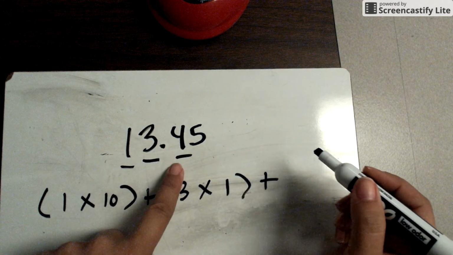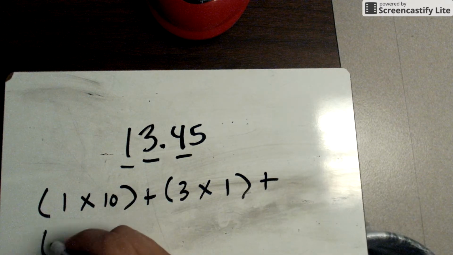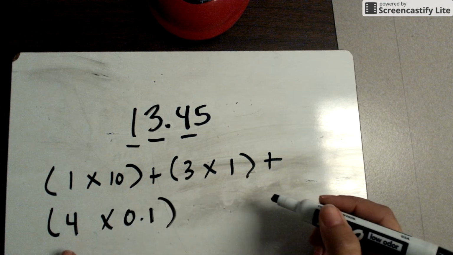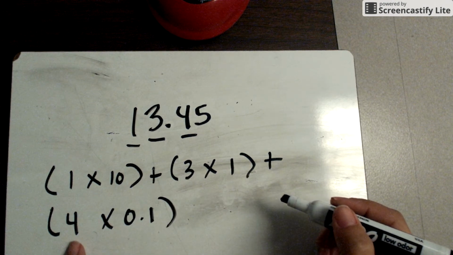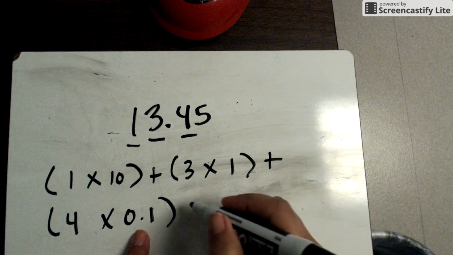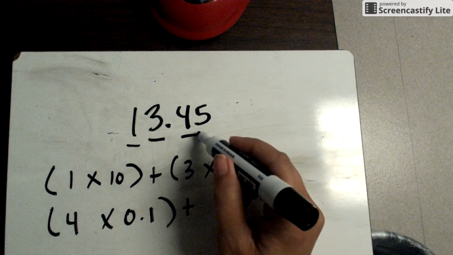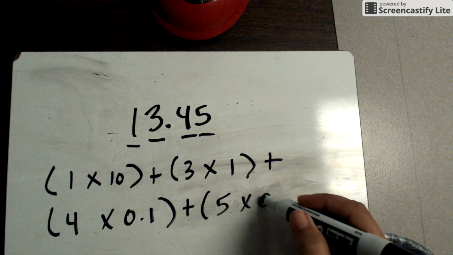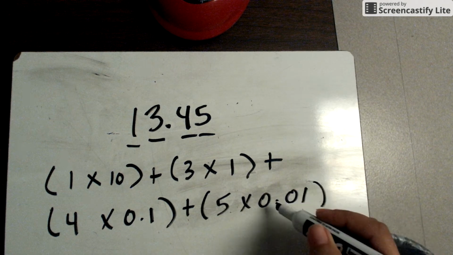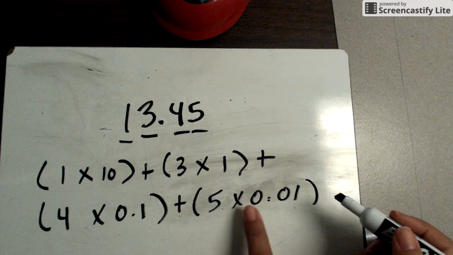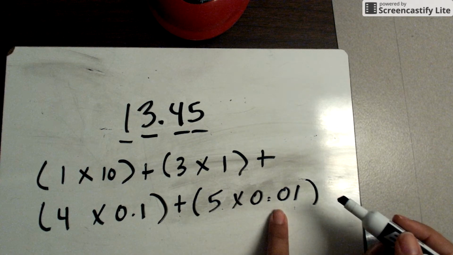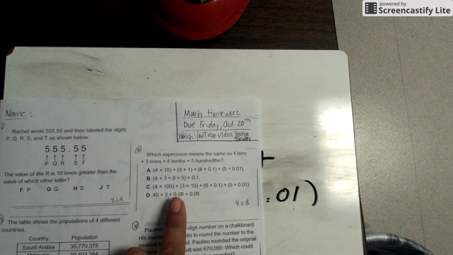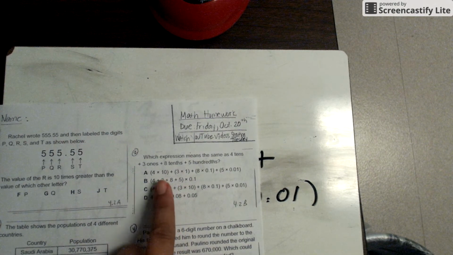Plus, then I go to my next digit. The 4 is in the tenths place. There's 4 of them. So I would say that I have 4 times 1/10, or you would say that you have 4 tenths. Plus a 5 in the hundredths place. There's 5 of them. So I would say that I have 5 times 1/100th, or 5 hundredths. So think about that language and expanded notation when you're working on number 2.